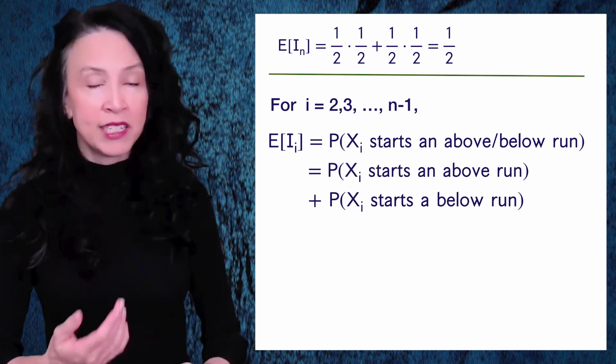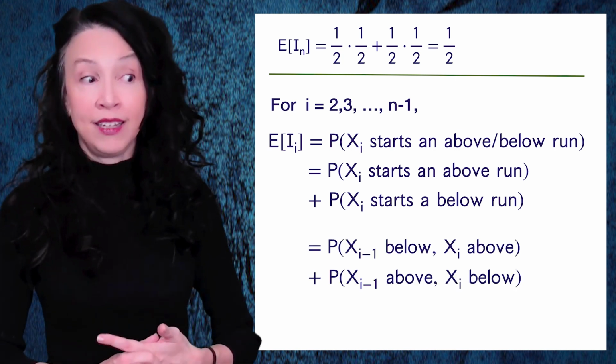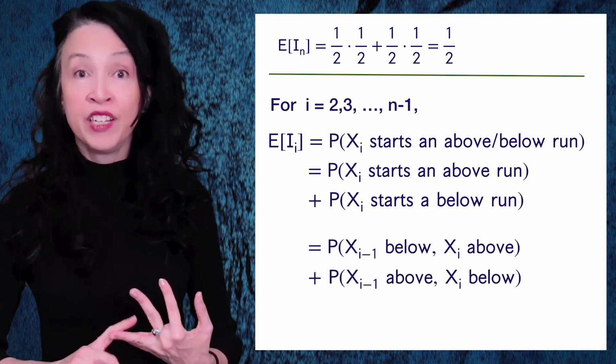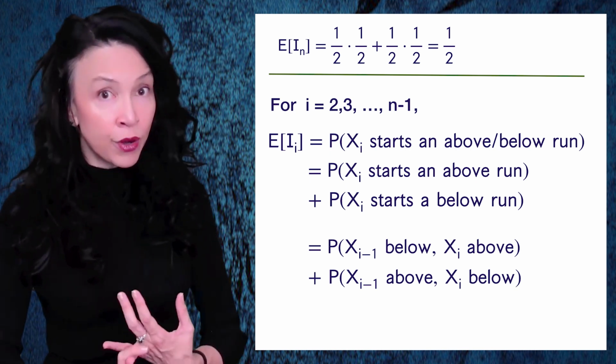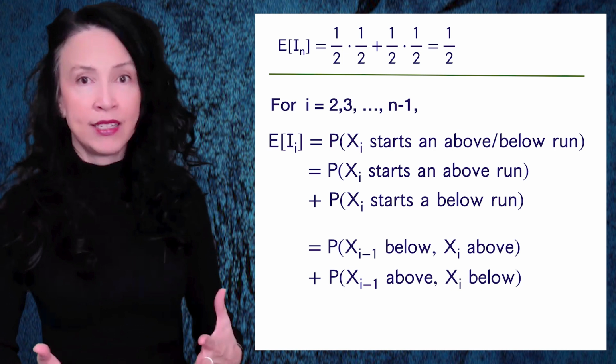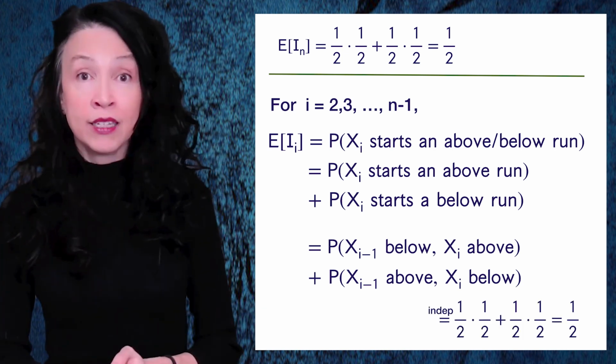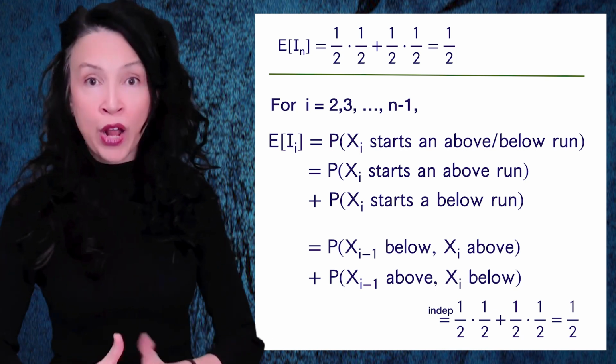And I'm going to do a very similar thing. I'm going to write out what this means. If xi starts a run above the mean, then it needs to be above the mean, and the previous value needed to have been below the mean, or it wouldn't have started at xi. So we get exactly what we had on the previous slide. And we can use independence to break up these probabilities into products.